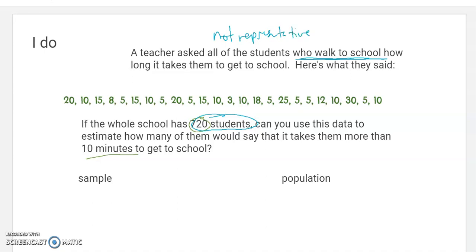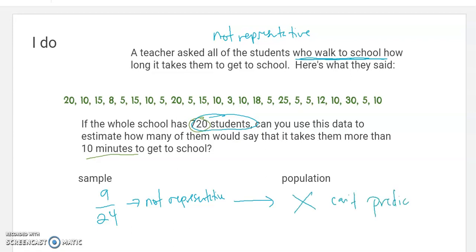I don't think it's representative to assume that the walkers are a good representation of the whole school for how long it takes to get to school. Now we know how long walking takes, but hardly anybody walks, it looks like, only a few students at the whole school. So even though we still have 9 out of 24 in the sample, now it is not representative. So we cannot make a prediction about the population.